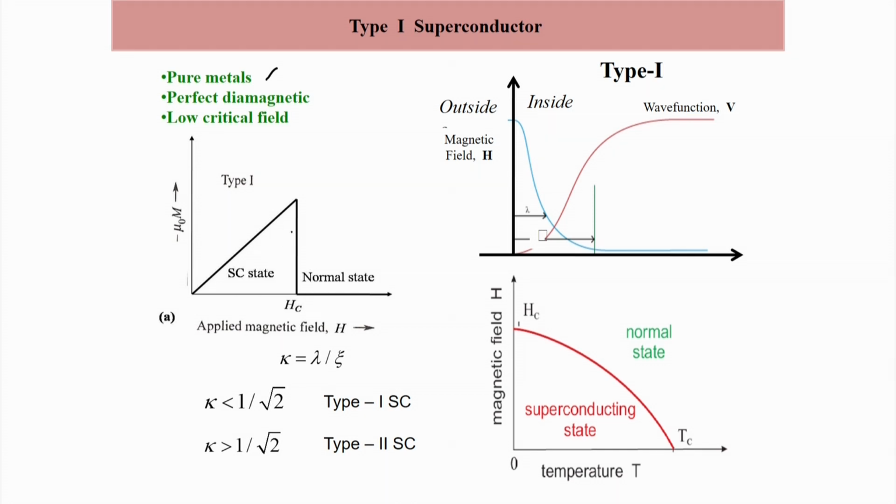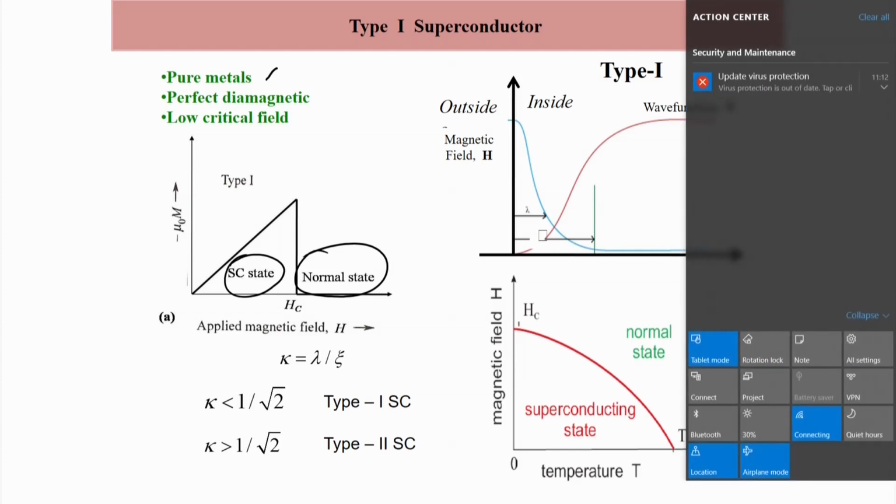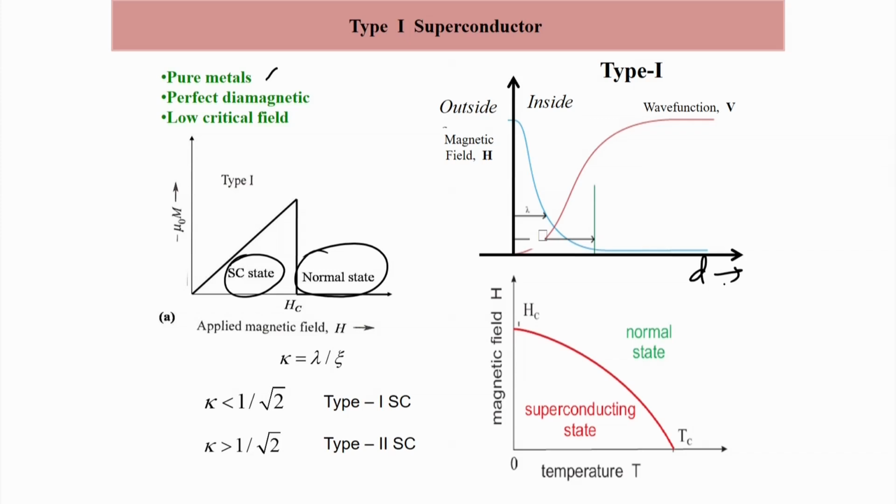As we know, if we apply a magnetic field, superconductivity is destroyed, and it gives rise to a normal state. So, this is the superconducting state inside, and there is a normal state here. This is another diagram for how the magnetic field falls off inside the material. So, this is the distance inside a superconducting material.